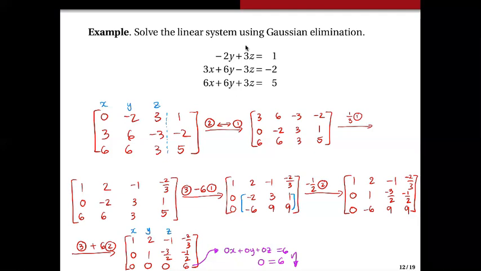So what does this mean? This guy here has no solution. Therefore, the system has no solution. Okay? Any questions?